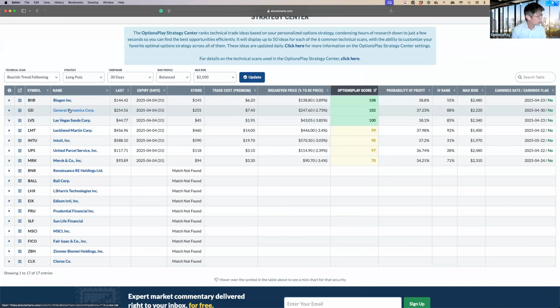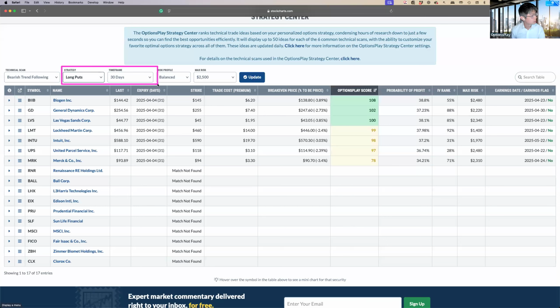So those are the ideas that we're looking for. And maybe let's just go with bearish trend following for 1 second, right? Because I think that might be suitable for the current environment that we're in. So as soon as you select a technical scan, our tools will automatically populate a strategy, a time frame, a risk profile, and max risk. But these 4 things are what you can start personalizing, depending on your preferences for strategy, time frame, risk tolerance, as well as the total amount that you have to risk on the trade.